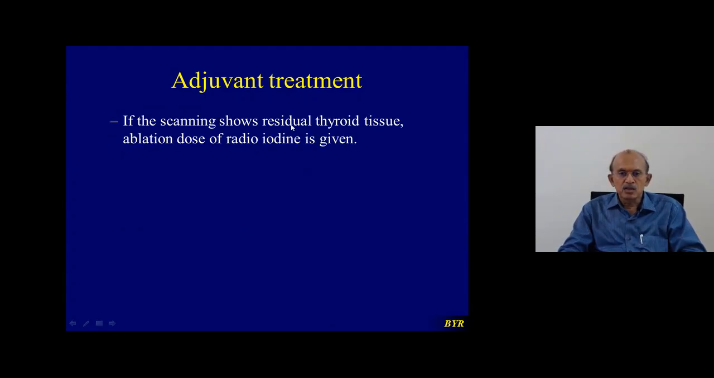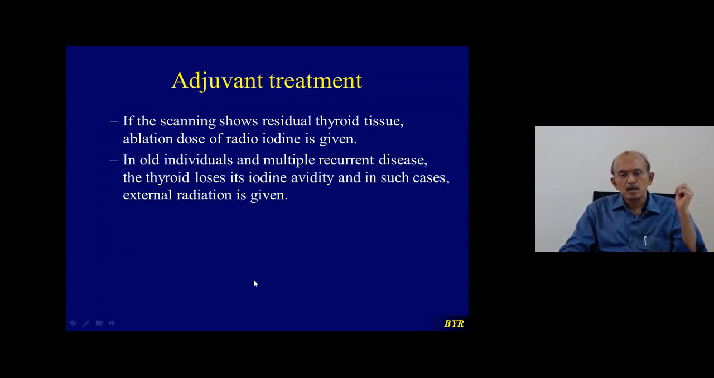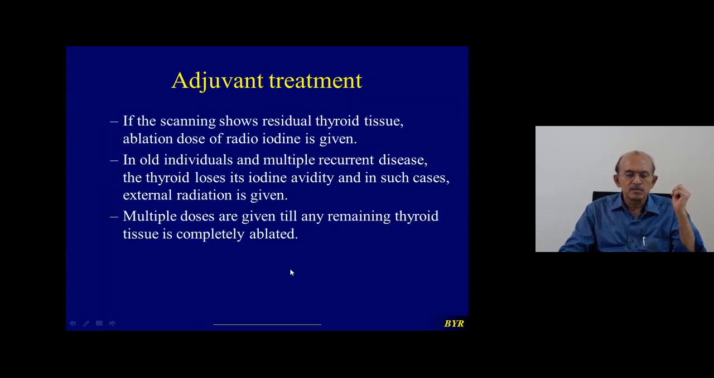If the scanning shows residual thyroid tissue, an ablation dose of radioiodine is given. You give a large dose of iodine to ablate all those small foci. In old individuals and in multiple recurrent disease, the thyroid loses its iodine avidity, and in such cases, external radiation is given. Multiple doses are given till any remaining thyroid tissue is completely ablated.